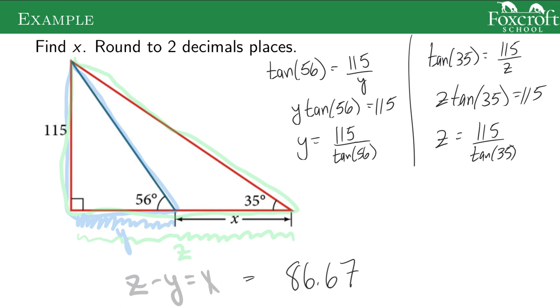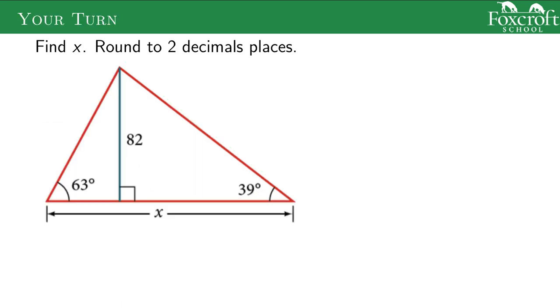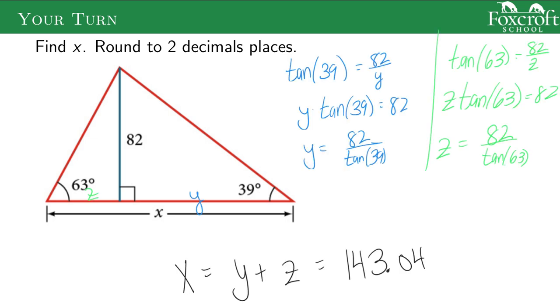All right, so here's one for you to try on your own. Figure out how you can figure out this x based on what you're given. The answer you should get is 143.04. This is very similar to the first example we did of this type. We have these 2 different right triangles, one on the left and one on the right. On the right hand side, we can figure out this y value. On the left hand side, we can figure out that z value. You add them together and you get that full x value that you want.